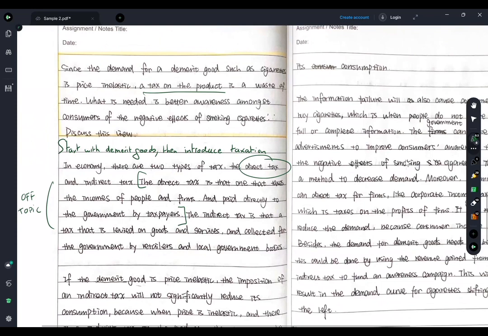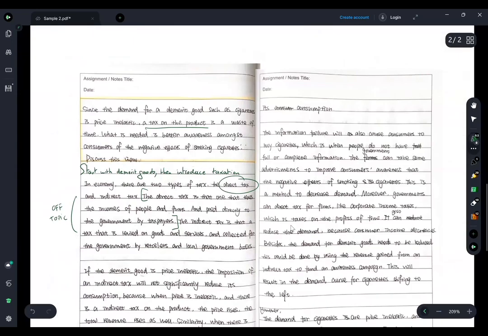Okay, it's not such a big deal. It's just one sentence. It's not like if the entire paragraph was off topic, but I would have directly focused on indirect taxes. Yeah. Would anyone else like to add something about this answer? Are we good? Yeah. All right.